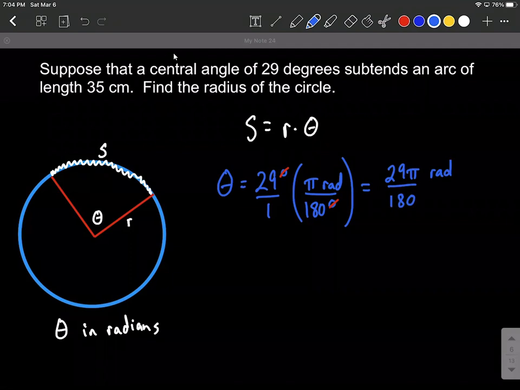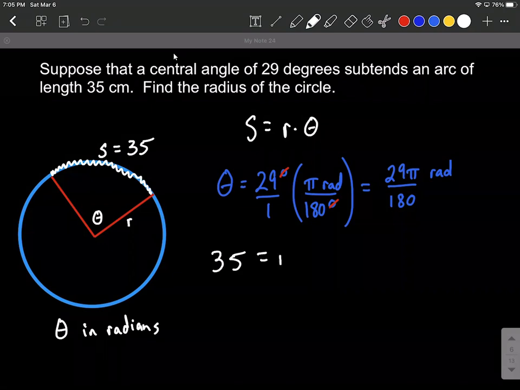Now we're off to plug into this formula and see what information we actually have. We are given that this 29-degree angle subtends the arc of length 35 centimeters. So S is going to be 35, and that's in centimeters. So our radius is also going to be in centimeters. Things stay consistent in that fashion. So let's plug in what we know. For S, we can plug in 35.